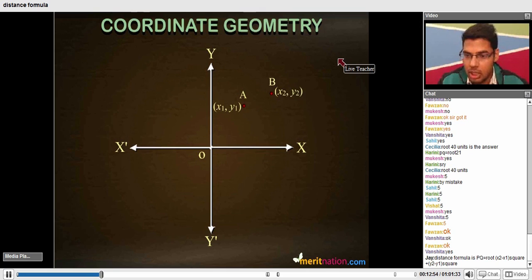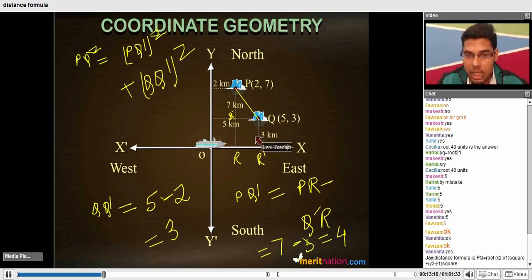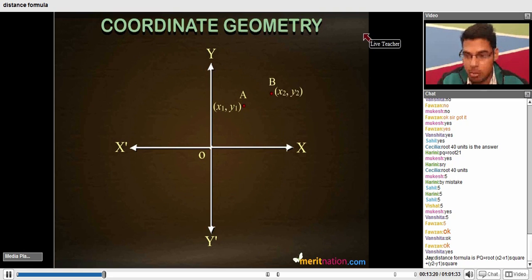Yes, Jay, you are absolutely correct. We have this distance formula, and that is what I am telling, how we can derive this formula. As we did in the last example, to find the distance of PQ, we can now generalize our concept and say, if we are given any 2 points, we need not follow the same procedure again and again as in this case. That is why we are trying to derive the formula.